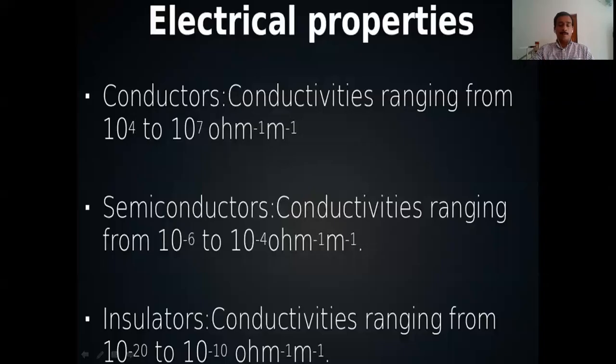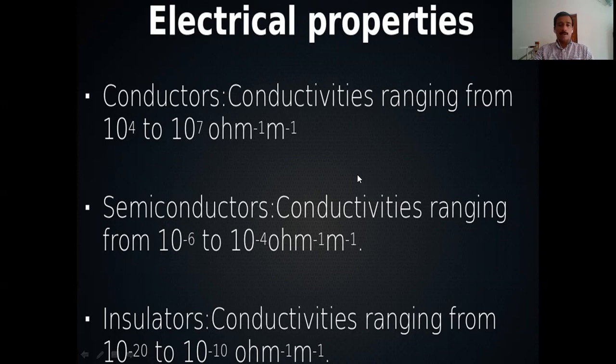Today we have to discuss the electrical and magnetic properties of solids. Electrical properties. There are three types of solids: conductors, semiconductors, and insulators.